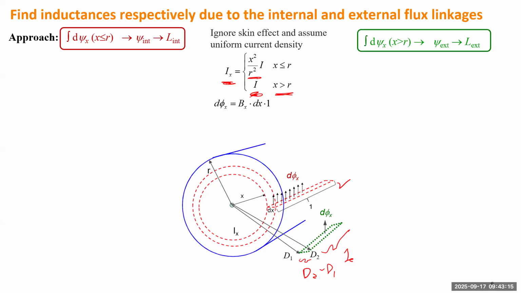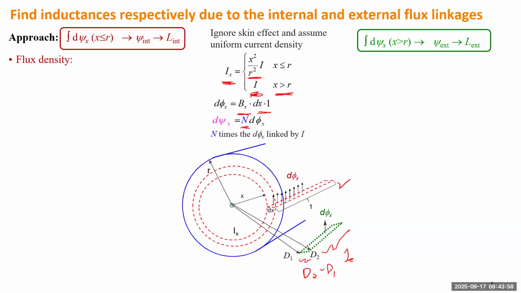So for the flux of that small rectangular area, that will be equal to the flux density multiplied by the area. The area of that rectangle is basically just dx times 1, because we consider 1 unit of the conductor. And for the flux linkage, we need to figure out how many n we need to use here. That n just means how many times the same current is linking the flux for the d phi x.